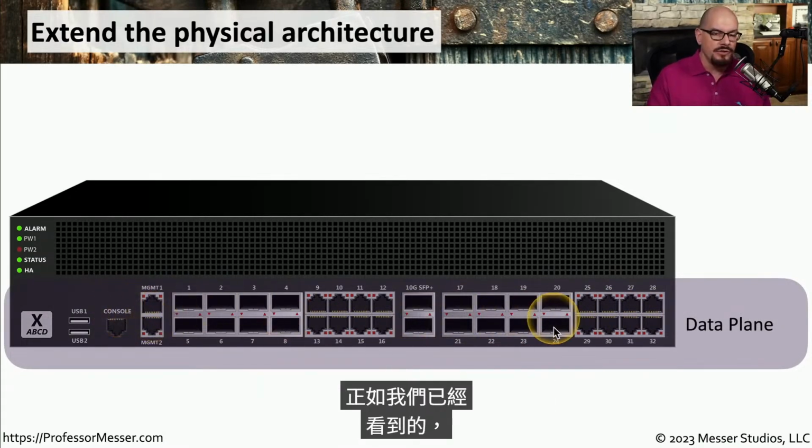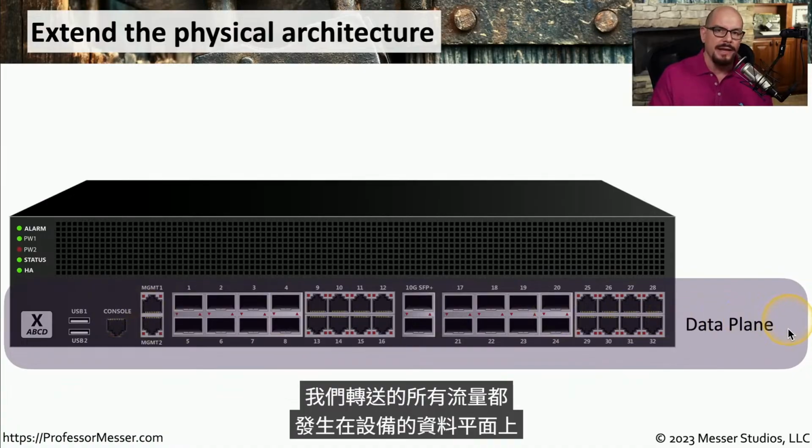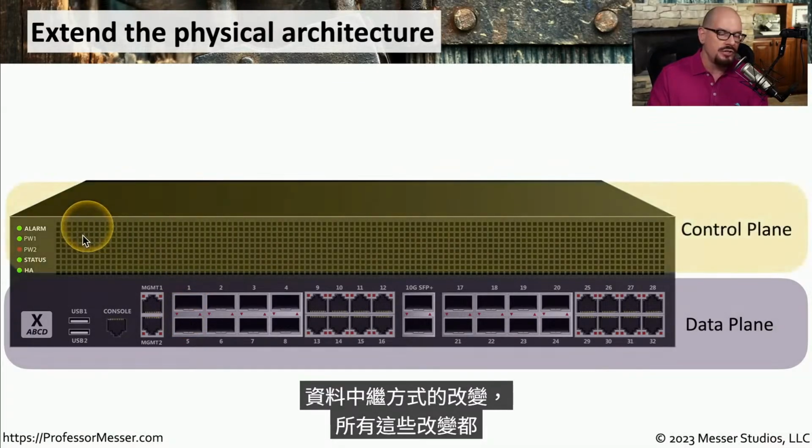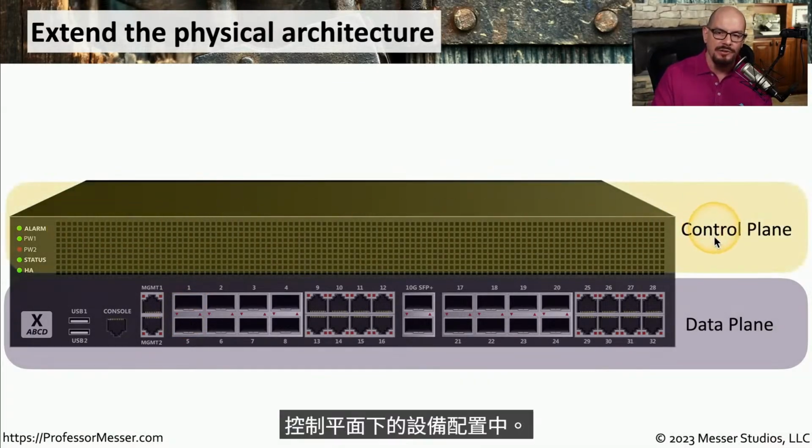And as we've already seen, all of the traffic that we're forwarding all happens on the data plane of the device. But of course, this device needs to have configurations. There needs to be network address settings or changes to how data might be trunked, and all of those changes would take place in the configuration of the device under the control plane.